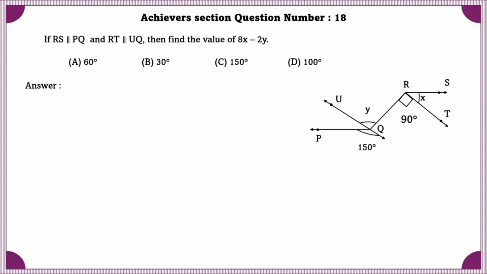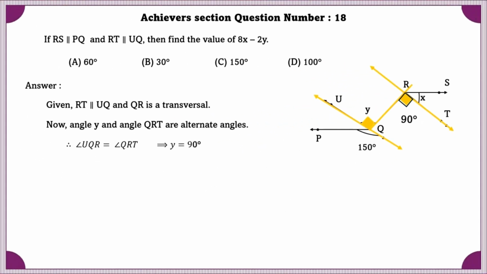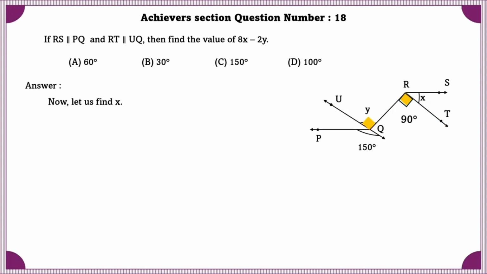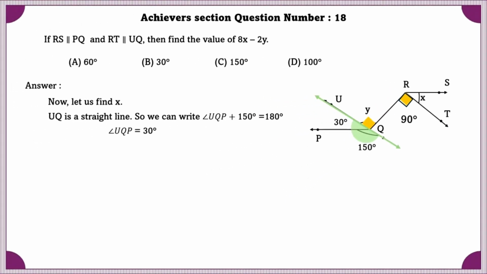Achiever section question number 18. If RS is parallel to PQ and RT is parallel to UQ, then find the value of 8x minus 2y. Given RT is parallel to UQ and QR is a transversal. Now angle Y and angle QRT are alternate angles. Therefore, angle UQR is equal to angle QRT, which implies Y is equal to 90 degrees. Now let us find X. UQ is a straight line, so we can write angle UQP plus 150 degrees is equal to 180 degrees. Angle UQP is equal to 30 degrees.